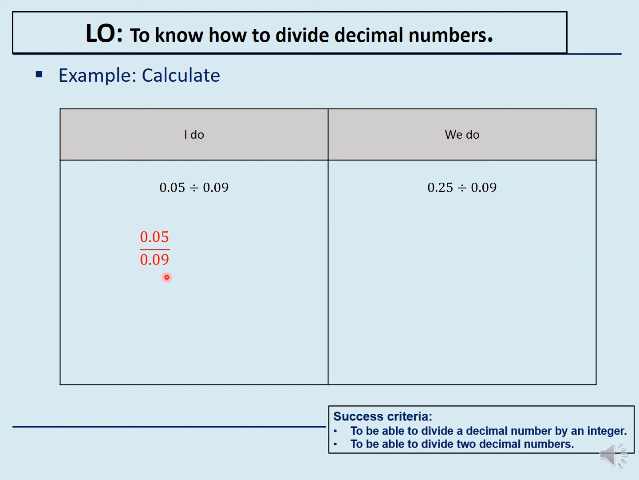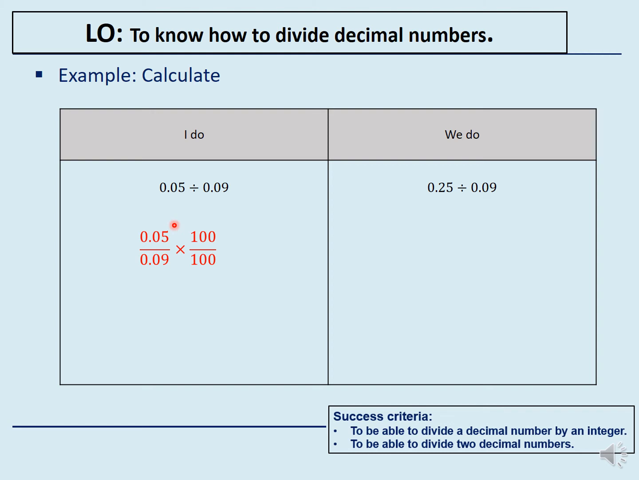What power of 10 do I need to times that by to get rid of those 2 decimal places? Yes, that's right, times by 100. So if you have 2 decimal places, you times by 100. So if you times the denominator by 100, you times the numerator by 100 as well. So now if I'm timesing 0.05 by 100, I remove the decimal point. I have 5 times 100, which is 500.